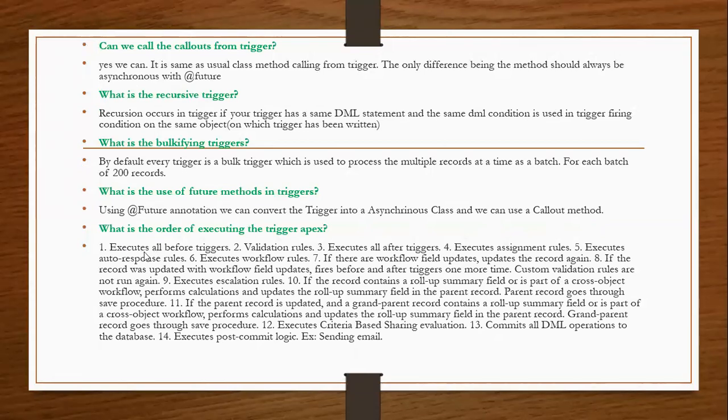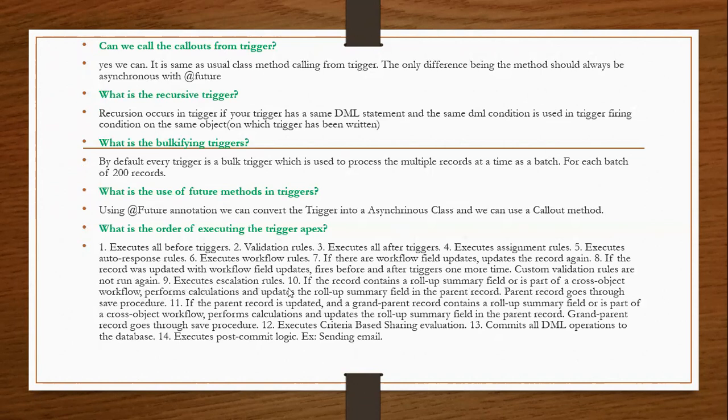Next question, what is the order of execution of triggers in Apex? Execute all before triggers and validation rules, execute all triggers, execute assignment rules, execute auto-response rules, execute workflow rules. If there are workflow field updates, update the records again. If the records were updated with the workflow field update, fire the before and after triggers one more time. Customization rules are not run again.